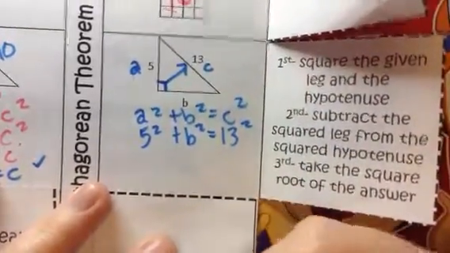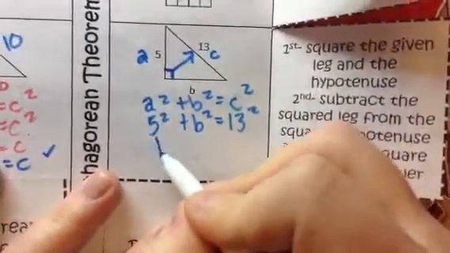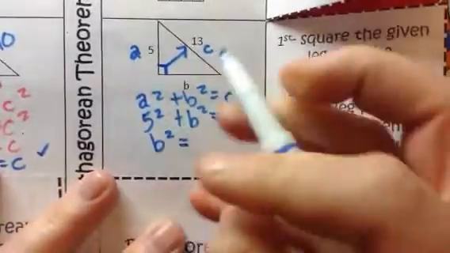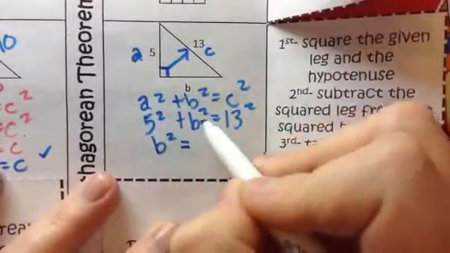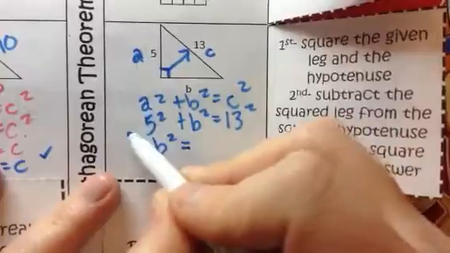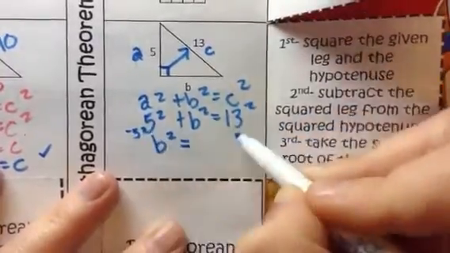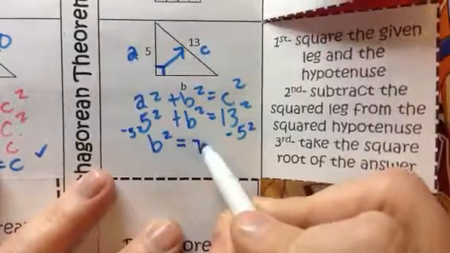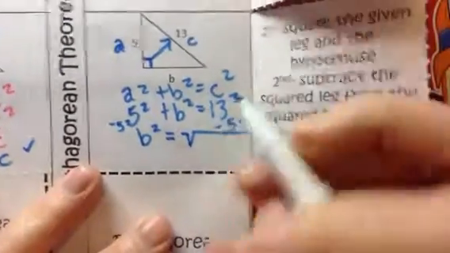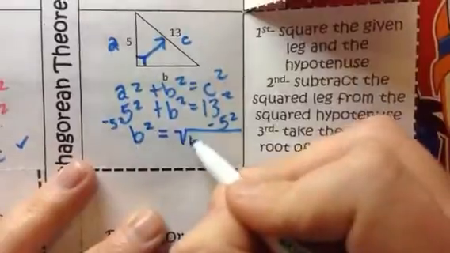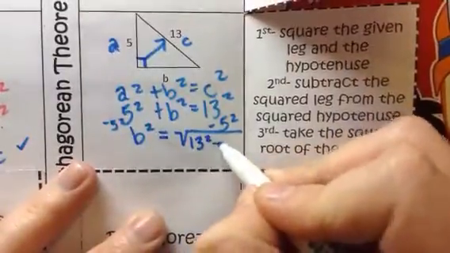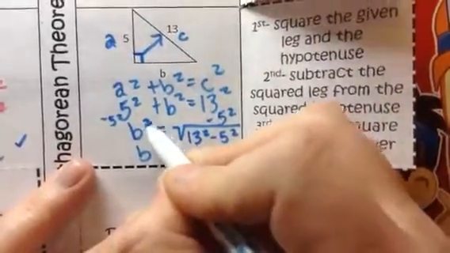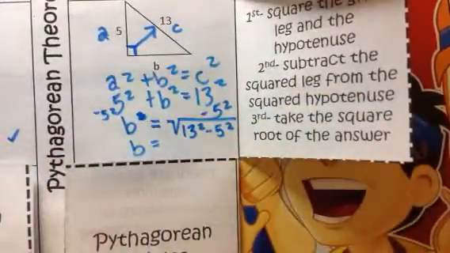Okay, shortcut people. Write B squared equals, oh, I should have shown you this step right here. I don't want this 5 squared over here, so I would need to minus 5 squared from both sides. So I can just type this in one long step right here, the square root of 13 squared minus 5 squared, and that will give me B.